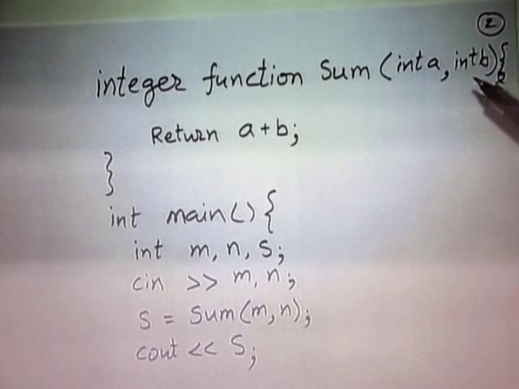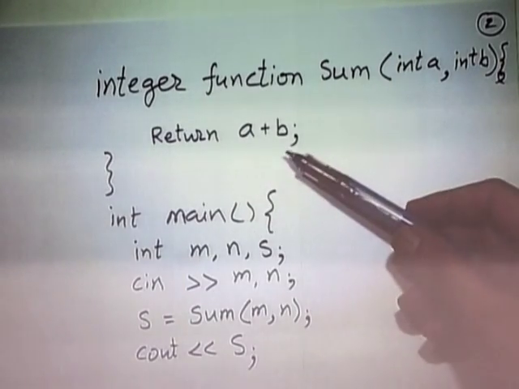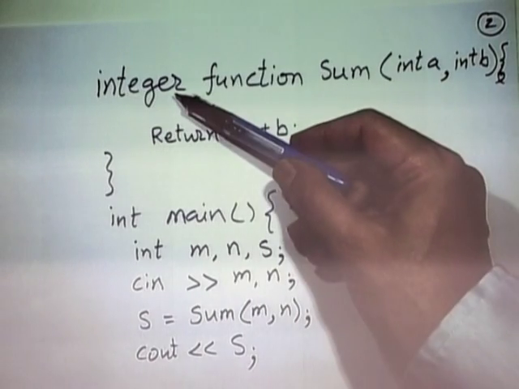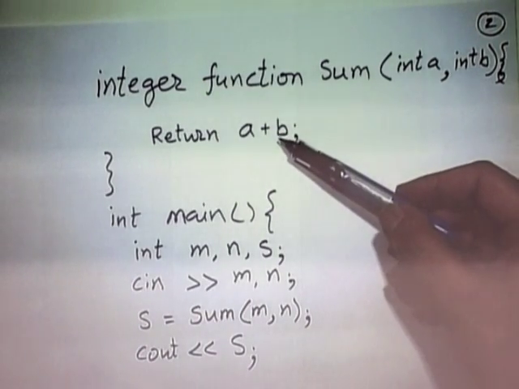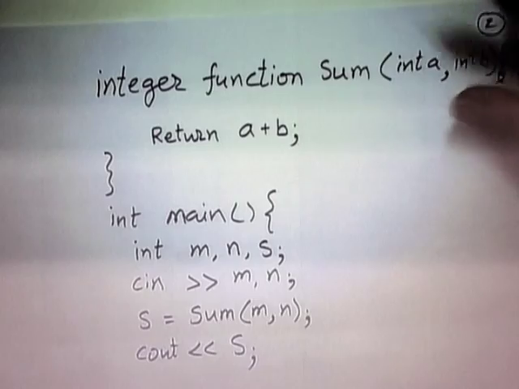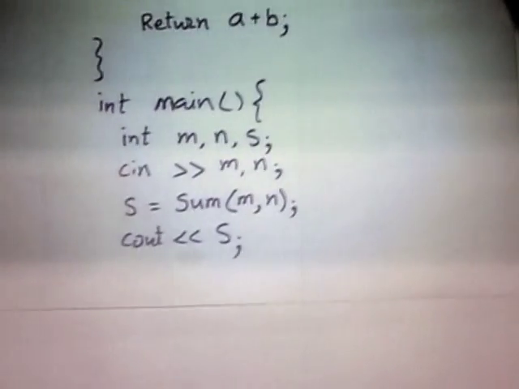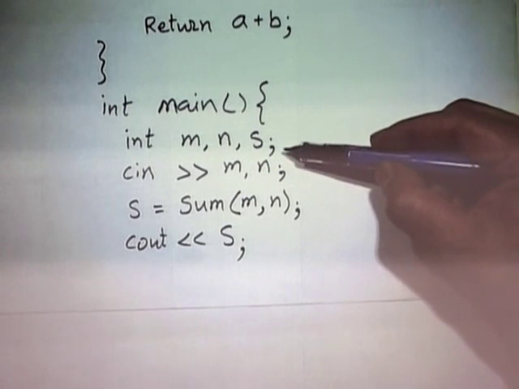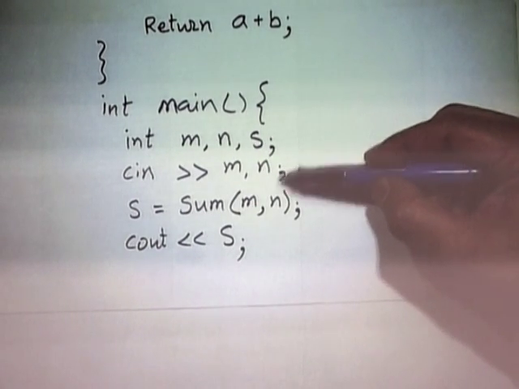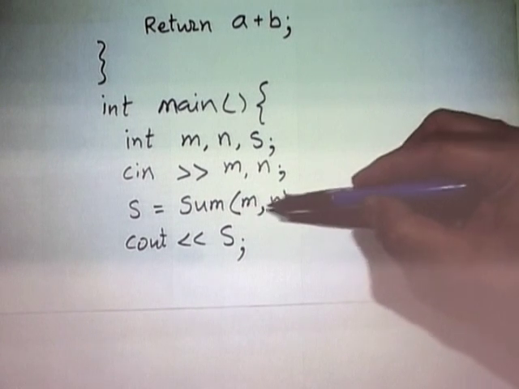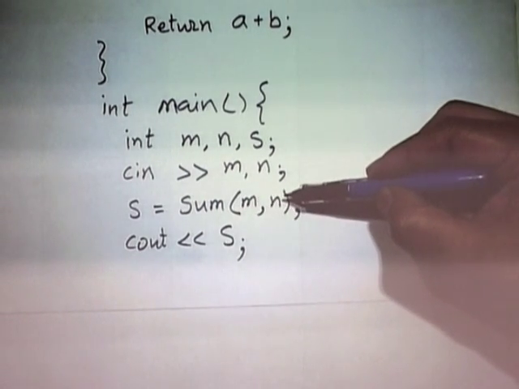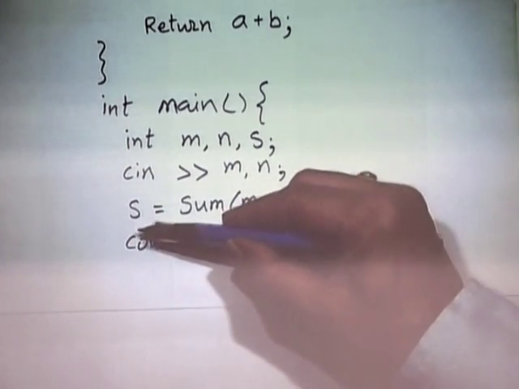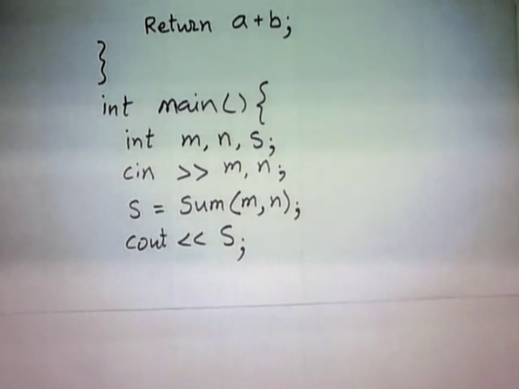So if this was the function, I can simply say return A plus B. This will mean that the value that is returned by this function call, which is an integer value, will be the value of A plus B. In the main program, what I do is I write int M, N, and S. I read in the value of M and N. I invoke this function, sum M, N. And the resultant value which the function will return, I am assigning it to S, which I print out. This is a normal way of invoking a function.